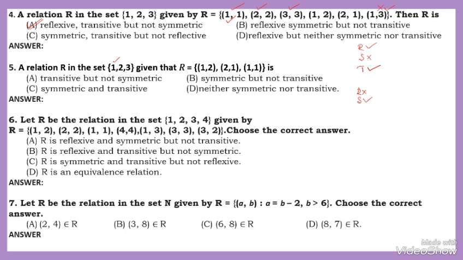Okay, transitivity. 1 is related to 2. 2 is again related to 1. Again, by the property of transitivity, 1 is related to 1. It is present. Hence, the transitivity property also holds.